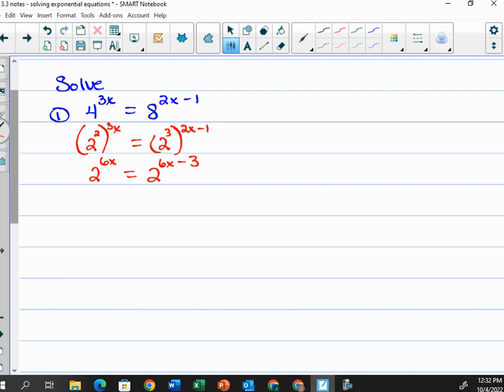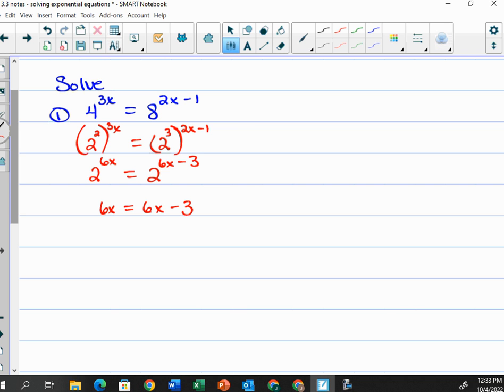Okay. Bases match, exponents are simplified. We're not canceling out bases here or anything, but we are going to set the exponents equal to each other. The only way this equation could be true is if these exponents are equal. So we're going to say 6x equals 6x minus 3.